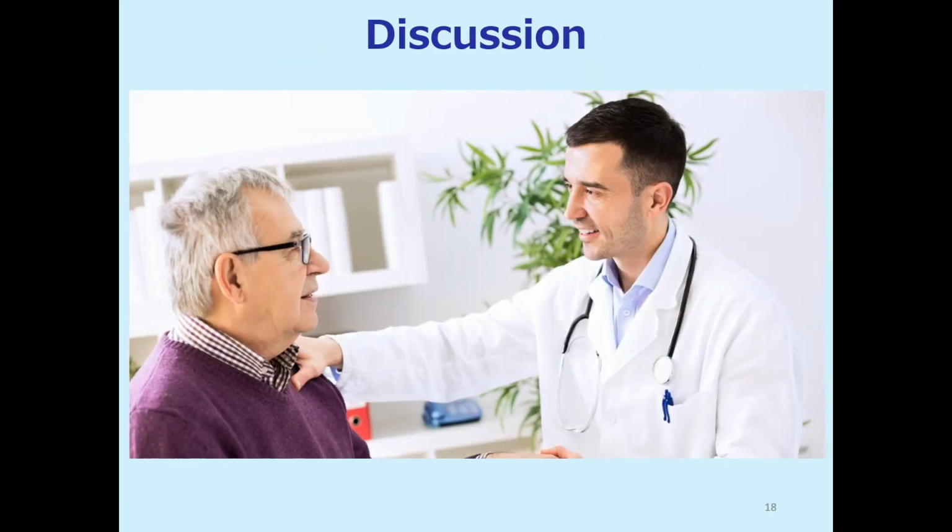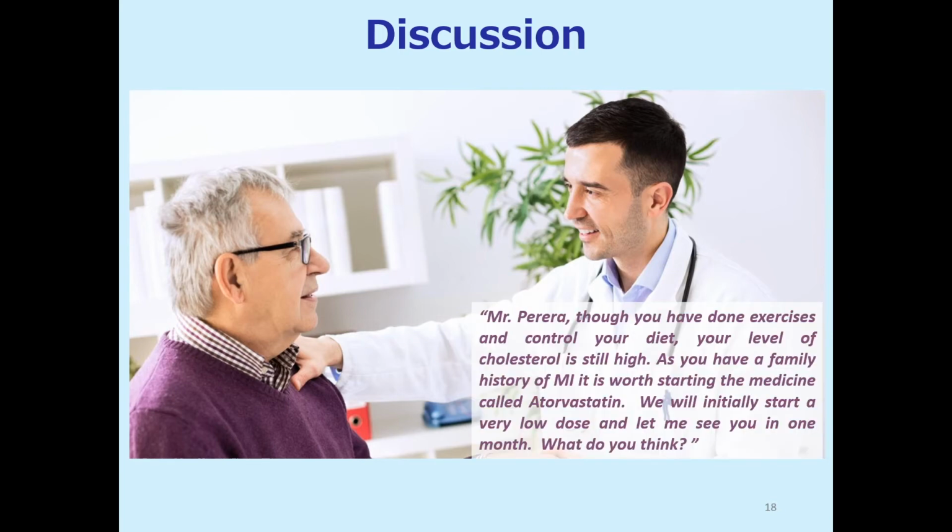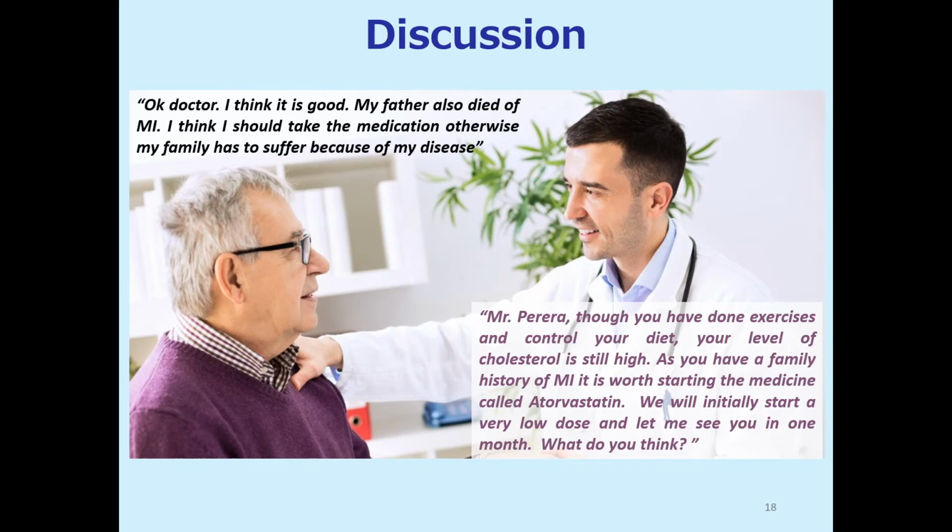So we will look at the conversation between the doctor and the patient. Mr. Pereira, though you have done exercises and controlled your diet, your level of cholesterol is still high. As you have a family history of MI, it is worth starting the medicine called atorvastatin. We will initially start a very low dose and let me see you in 1 month. What do you think? And the patient replies, Okay, doctor. I think it is good. My father also died of MI. I think I should take the medication. Otherwise, my family has to suffer because of my disease.